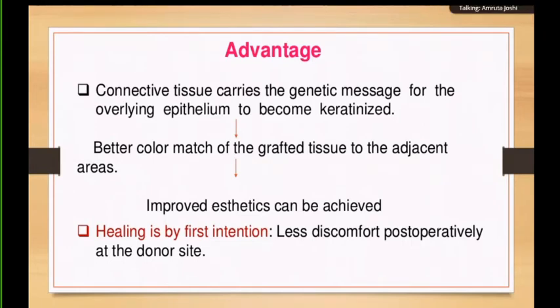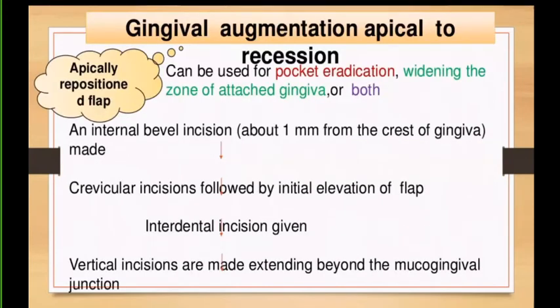Now, what do you understand by this? So, there is better color match. Clinically, what does this mean? If I am taking a free gingival graft from the palate, we are not sure whether the color of the palate will match the color of the gingiva in the anterior region. But with connective tissue, it will definitely match, there will be improved aesthetics, and there will be healing by first intention at the donor site. That was all about connective tissue.